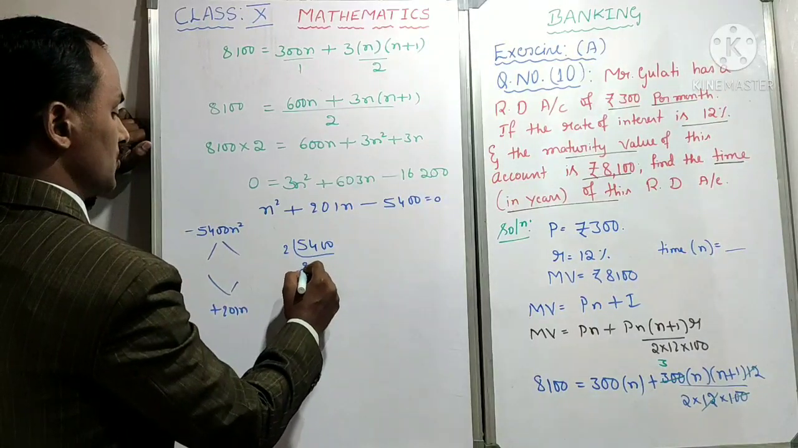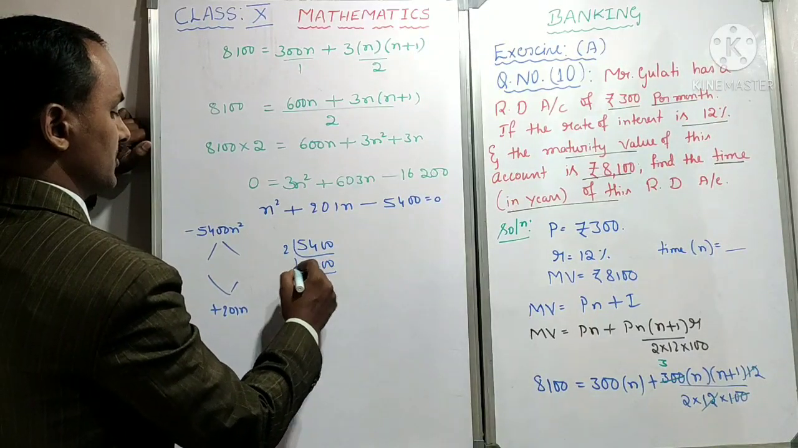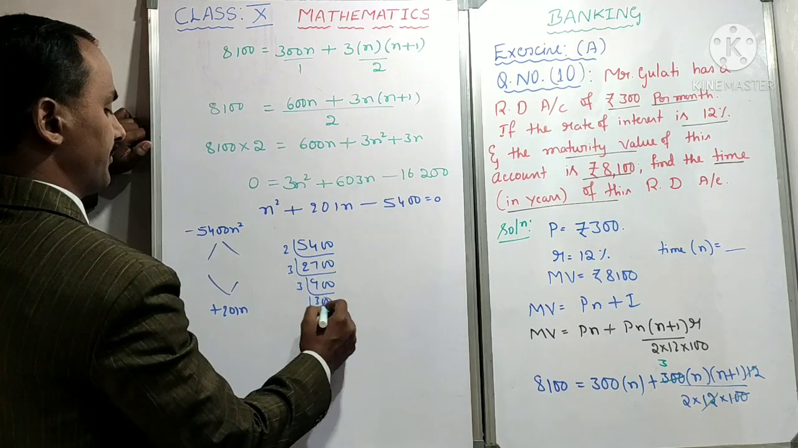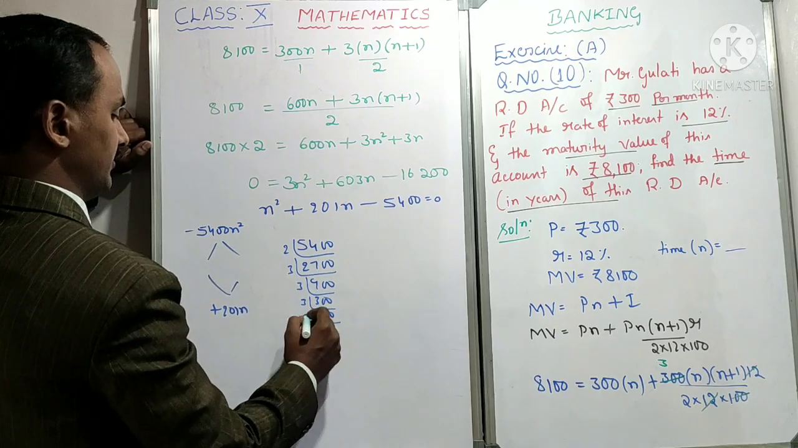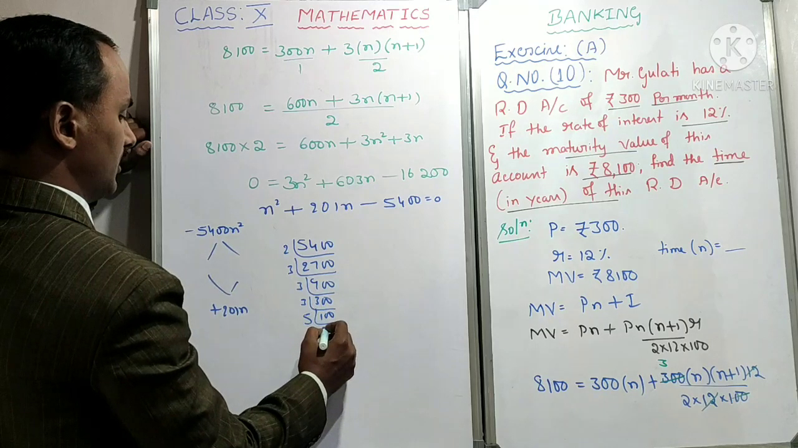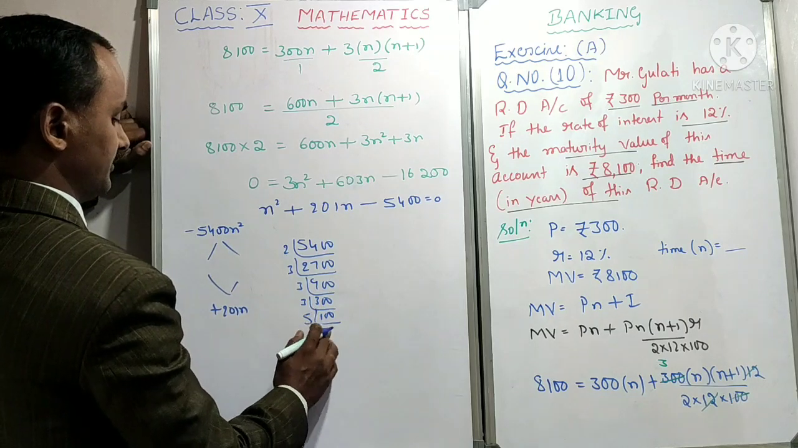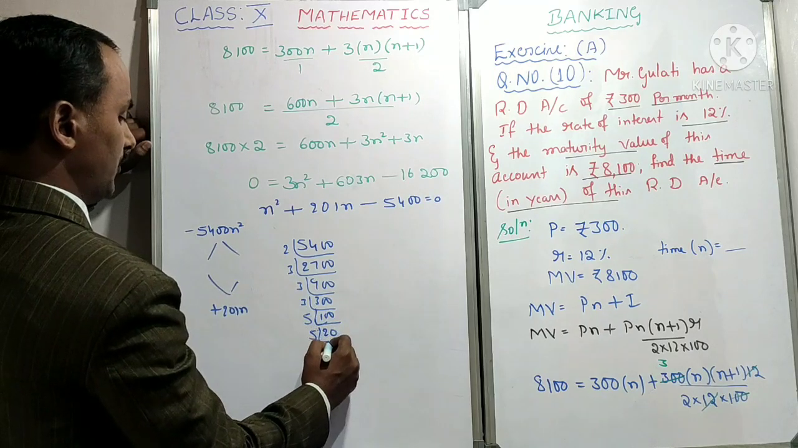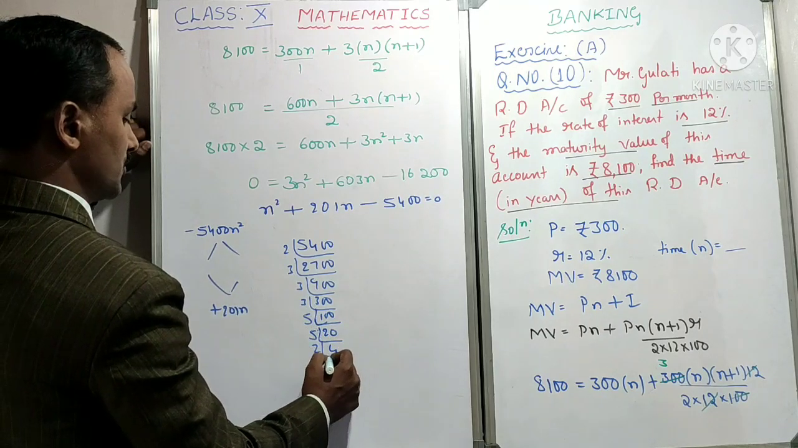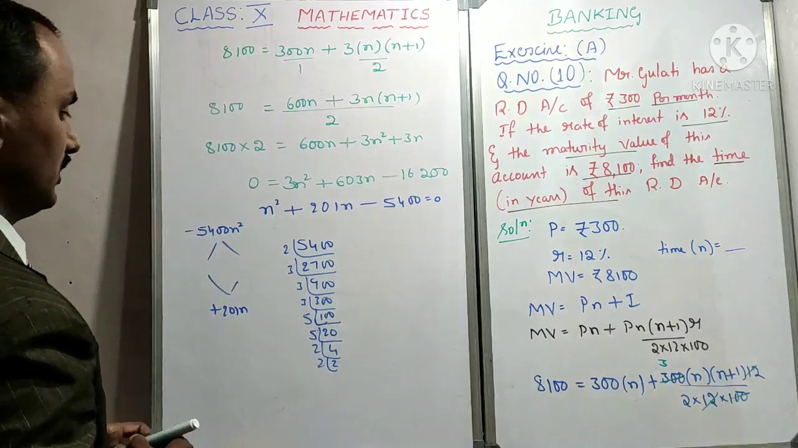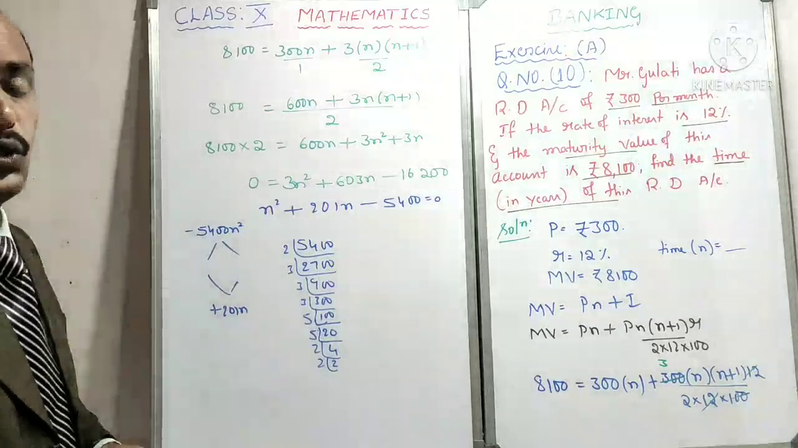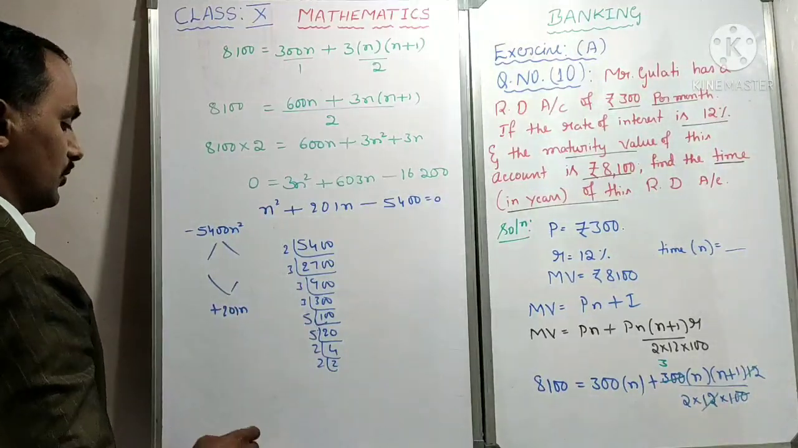2 2s are 4, 2 7s are 14, 2 zeros. 3 9s are 27, 3 3s are 9, 3 1s are 3. 5 5s are 25, 5 1s are 5. Now all these factors, this many factors are there, need to be converted into only two factors. How to do? I will show. Look here.